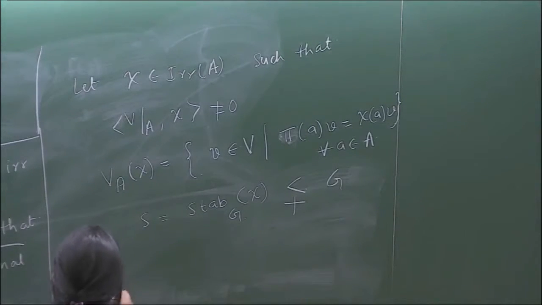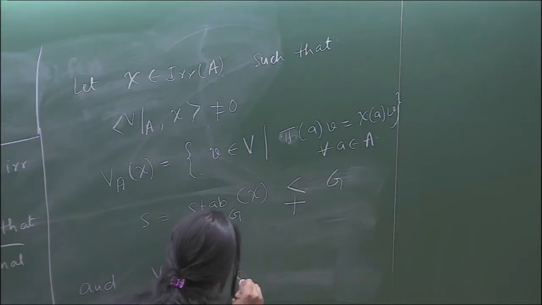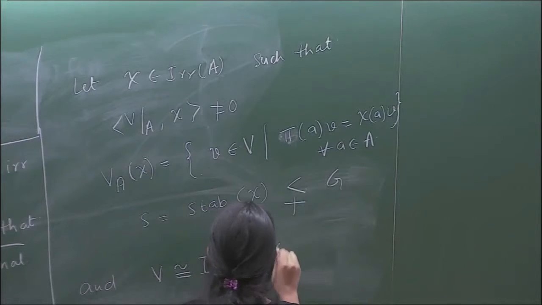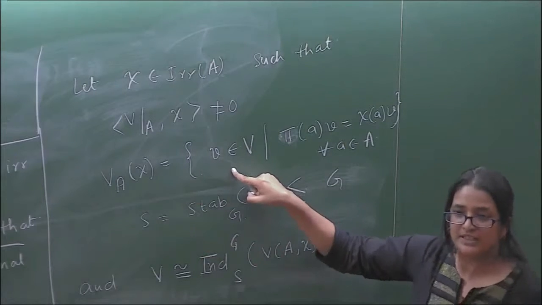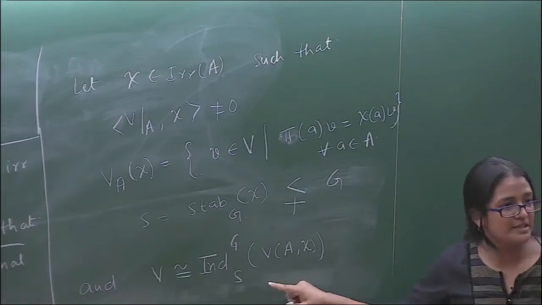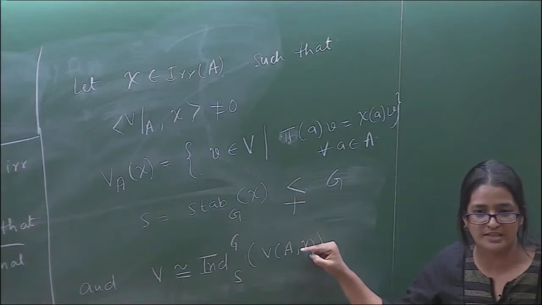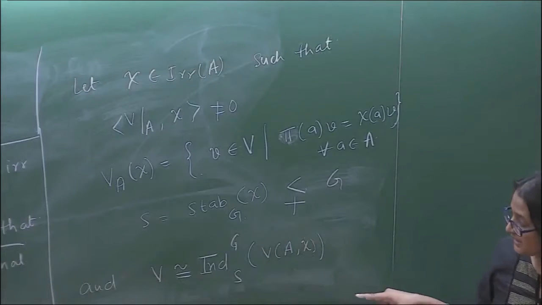And V is isomorphic to the induced representation from S to G of this V_A chi. So this S acts on V_A chi, so it becomes a representation of S, and we can show that V is isomorphic to this induced representation from the stabilizer to G. The stabilizer is not equal to G here, notice that.